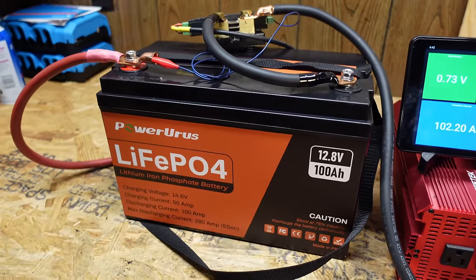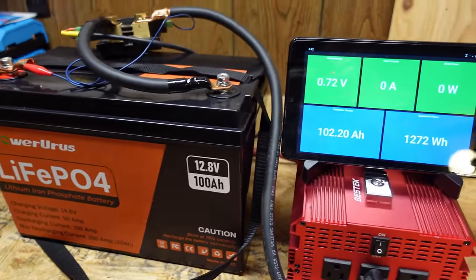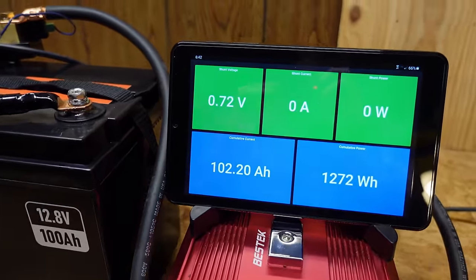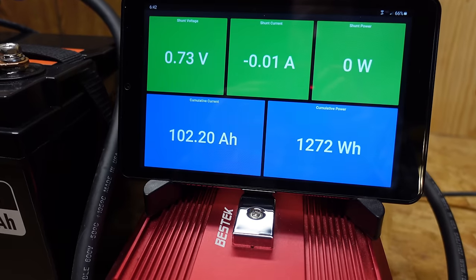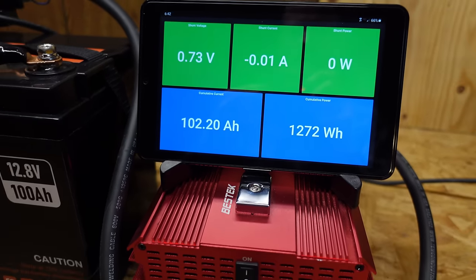All right, our capacity test is finished here. The BMS in the battery has shut it down with low voltage disconnect. And you can see our final capacity is 102.2 amp hours.